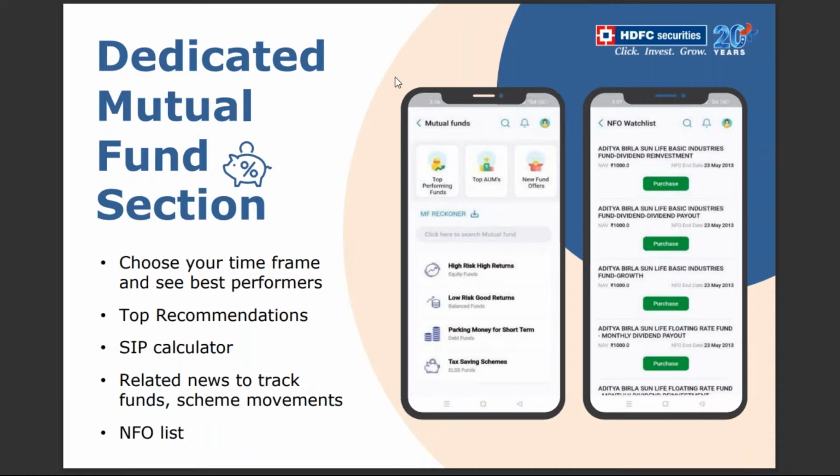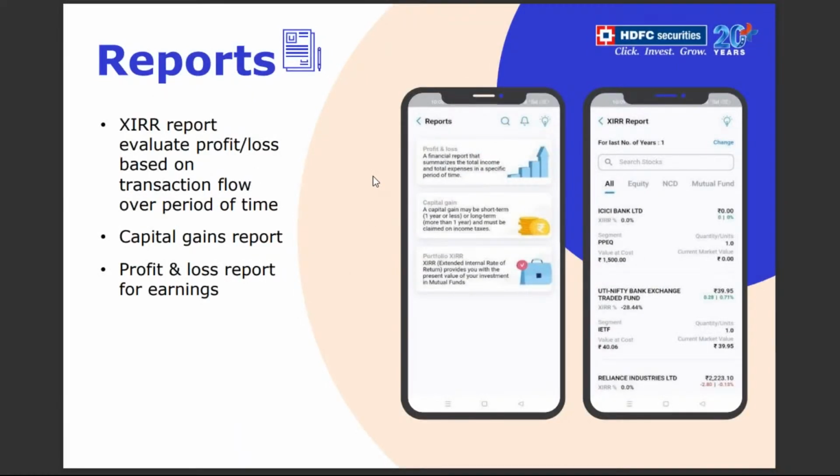The next page is the reports page, where the customer can get the reports on capital gains, even the XIRR report. The customer can understand the profit and loss of a particular stock or mutual fund over a period of time. For example, if a customer invested 3 or 4 years back, what are the profit levels now, what are the profit levels in each and every year, and whether the customer has sold the particular stock or redeemed the units of the mutual funds.